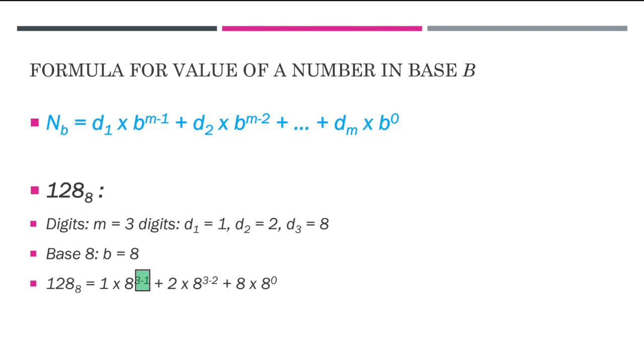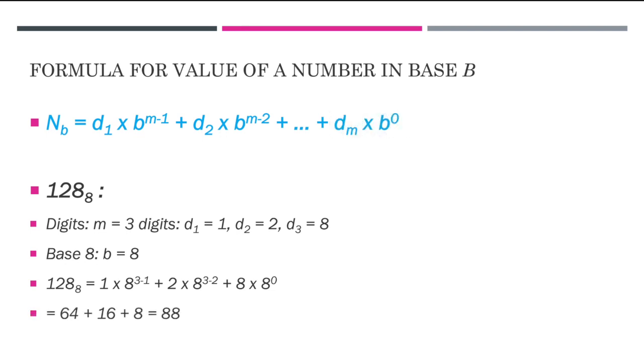and you raise that to the power of 3 minus 1, because we have 3 digits, and according to the formula above, the first term will be multiplied by base b raised to the m minus 1. The second digit is 2 in 128. That's multiplied by base 8 raised to the 3 minus 2, continuing to follow our formula. And for the final digit, digit 3, that's 8, multiplied by 8 to the 0 power, as the final term in our formula shows.